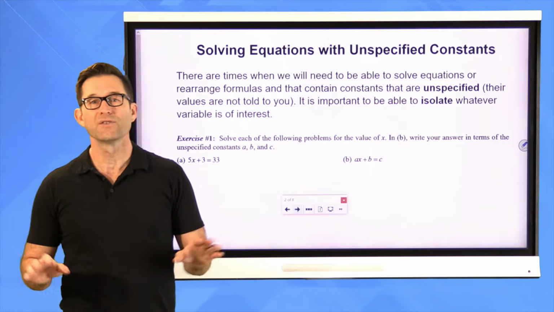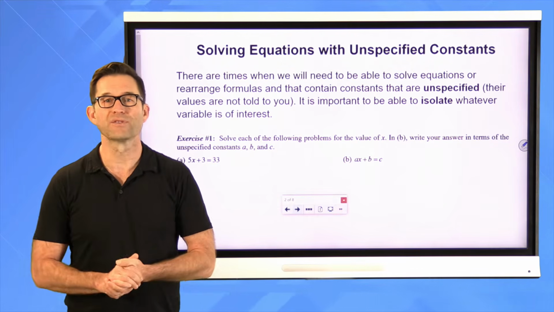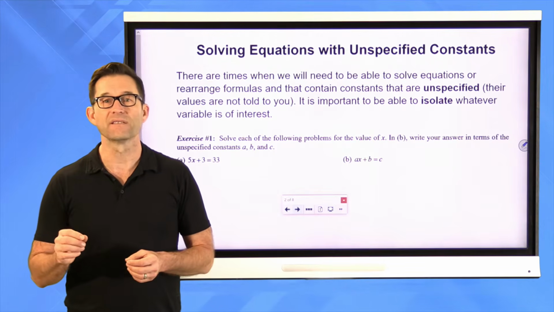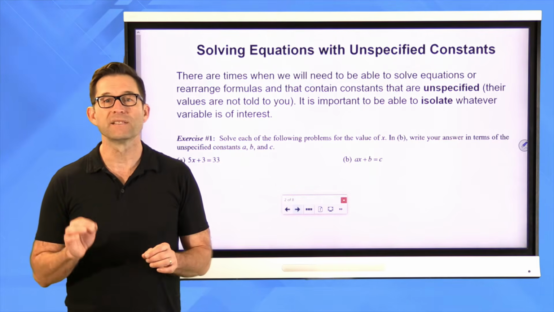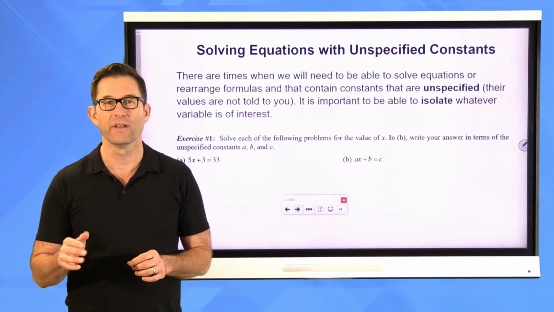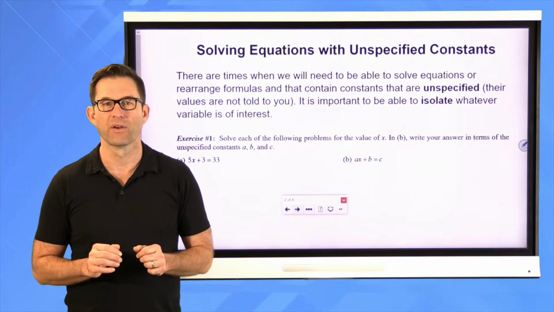All right, here we go. Solving equations with unspecified constants. There are times when we will need to be able to solve equations or rearrange formulas that contain constants that are unspecified. Their values are not told to you. It is important to be able to isolate whatever variable you're interested in. In other words, to get it all by itself on one side of the equation.